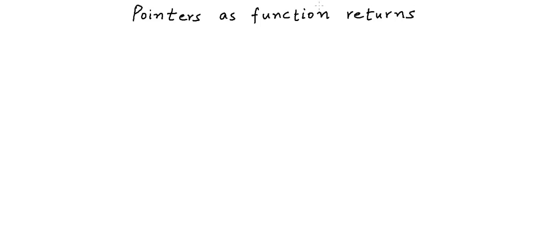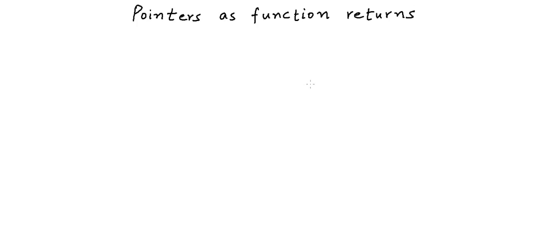In this lesson, we will talk about pointers as return types for functions. A pointer is just another data type. It's just that a pointer stores the address of another data type. So it is quite possible for a function to return a pointer, but we must understand the use cases in which we may want to return a pointer from a function. So let us try to understand this.